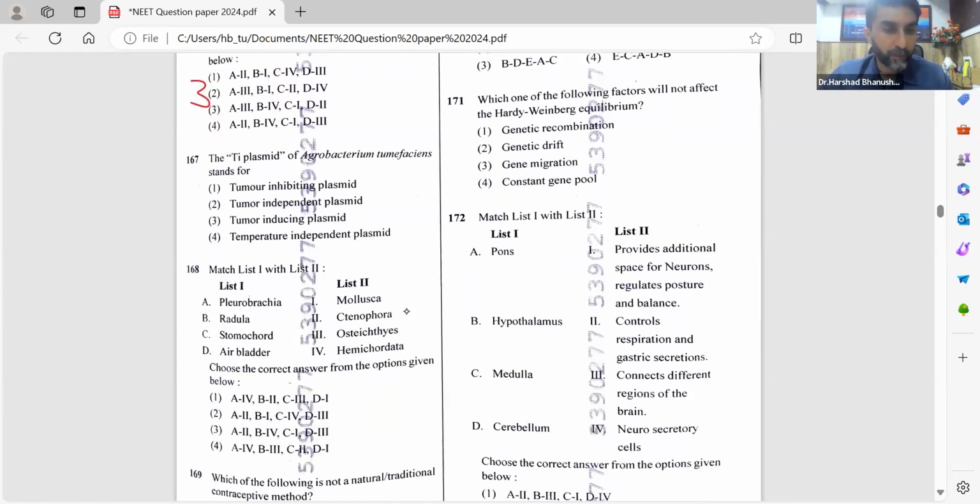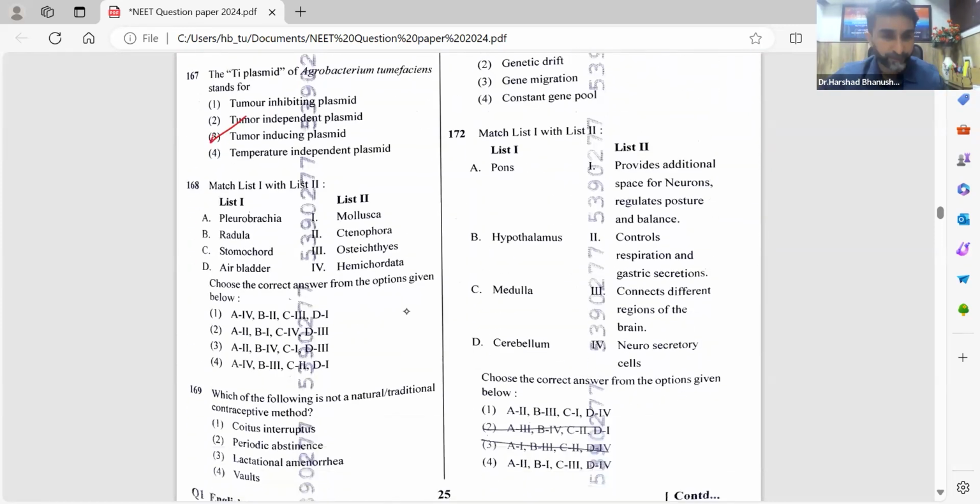Ti plasmid stands for tumor-inducing plasmid. So option number 3 is the answer.